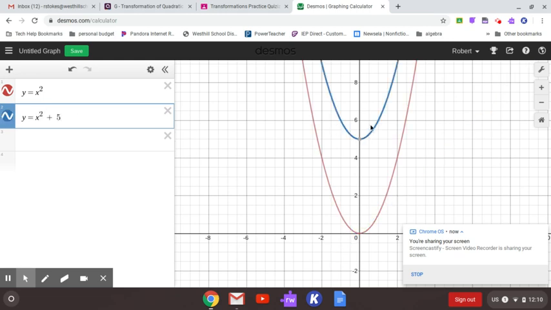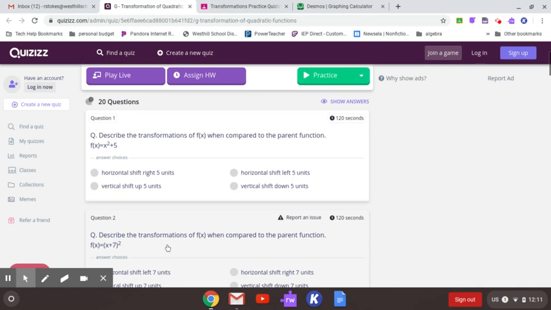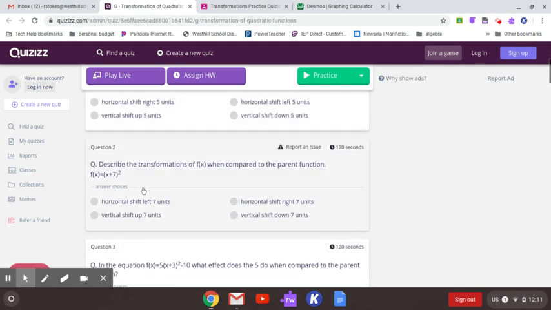And then we can see the blue graph here is the new one. We can tell that it moved up 5. So it's a vertical shift. If we move up or down, it's vertical. So it's a vertical shift up 5. So that would be our choice, vertical shift up 5 units.